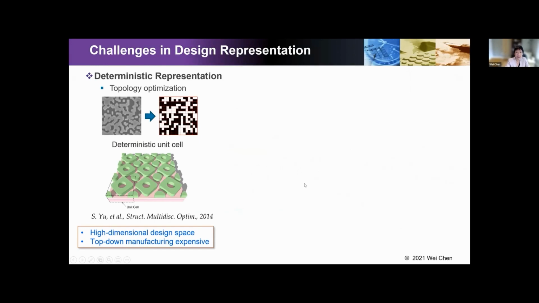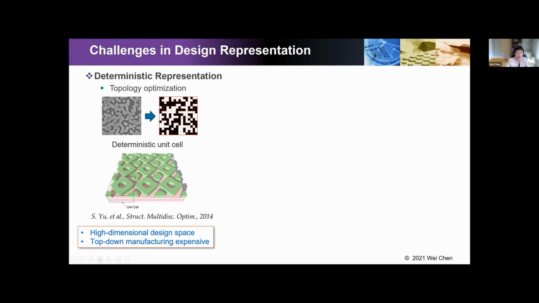There are really two major categories of methods in this topic. One is called deterministic representation. Another one is stochastic representation. Deterministic representation is the one that really goes well with methods like topology optimization. Here you decide for each unit cell whether it should be black or white, whether you should place material or not. So from the design perspective, it's a very high-dimensional design space, so it's a very expensive problem.